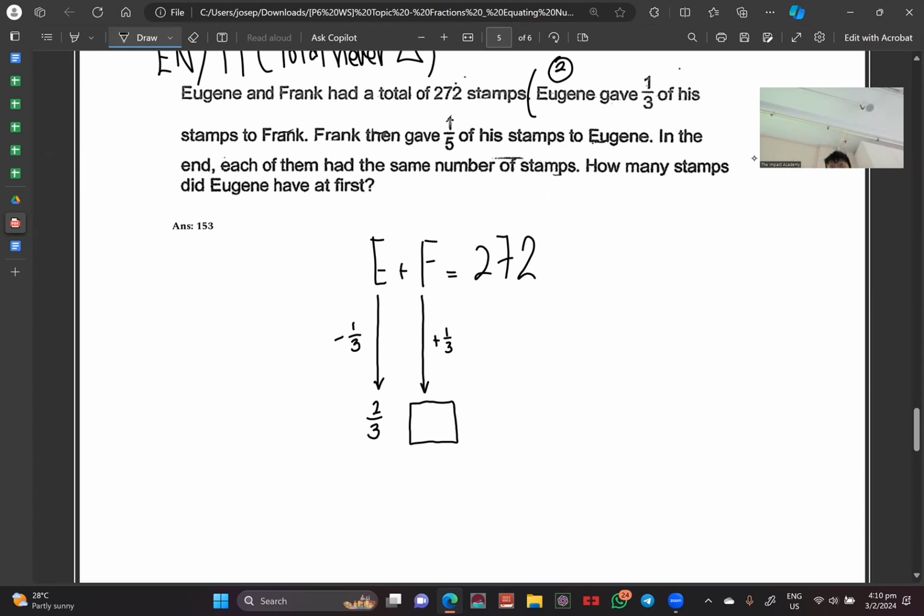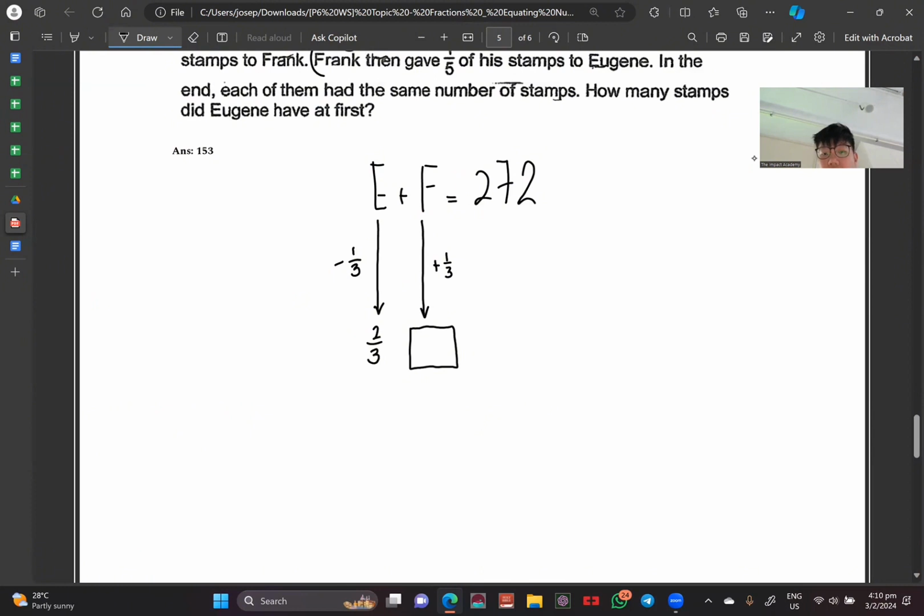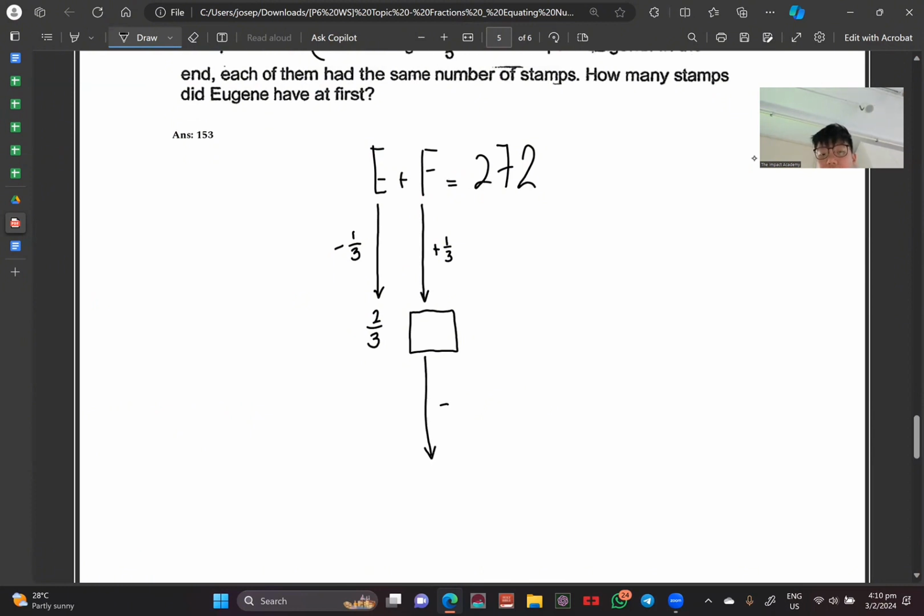So Frank received something from Eugene already. Let's say Frank has 10, and now receives 5 from Eugene. Now Frank has 15. From that 15, Frank took what? You see sentence number 2, Frank said, "You're so nice, I'm going to give you a bit of what I have." So now I'm going to minus 1/5.